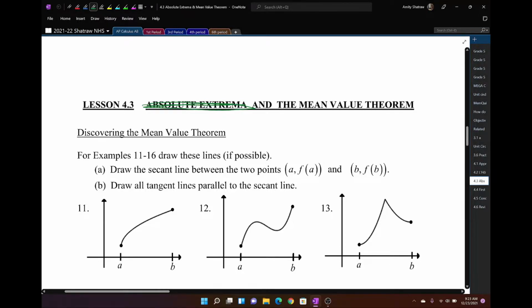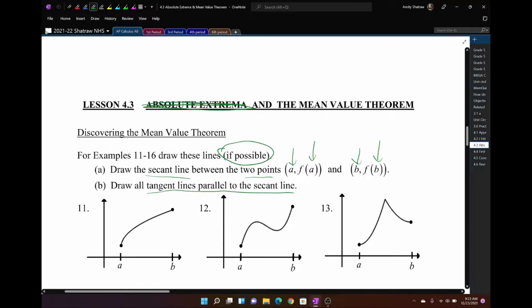So he says, draw these lines if possible. We want to draw the secant line between 2 points. We've got our interval from A to B, and we're going to look at those outputs at A and outputs at B, and then draw those tangent lines that would be parallel to the secant line. Okay, so that's going to be our goal.